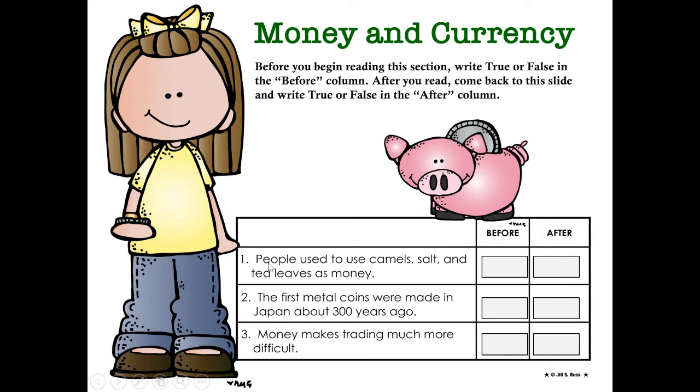So statement 1 says, people used to use camels, salt, and tea leaves as money. If we talked about them using that, put true. If we did not, put false. People used to use camels, salt, and tea leaves as money. Number 2 says the first metal coins were made in Japan about 300 years ago. Think about when we talked about those metal coins being strung together. Did it come from Japan? And was it only 300 years ago? Right, true or false for that.